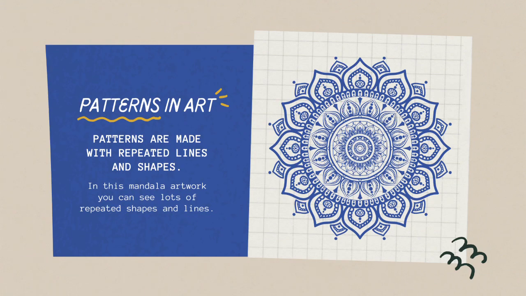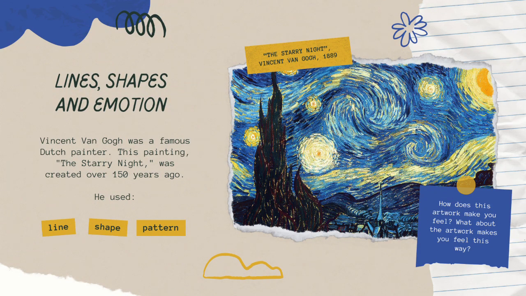Now, we have patterns in art. Patterns are made with repeated lines and shapes. In this mandala artwork, you can see lots of repeated shapes and lines. Now for lines, shapes, and emotion.